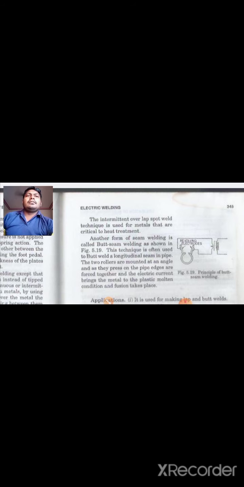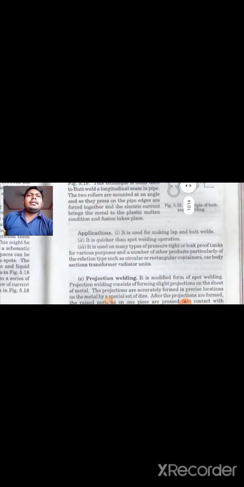Now we'll discuss its applications. It is used for making lap and butt welds. It is quicker than the spot welding operation. It is used on many types of pressure-tight or leak-proof tanks for various purposes, and a number of other products, particularly of the circular or rectangular container type. Also car bodies, transformer sections, and radiator units.